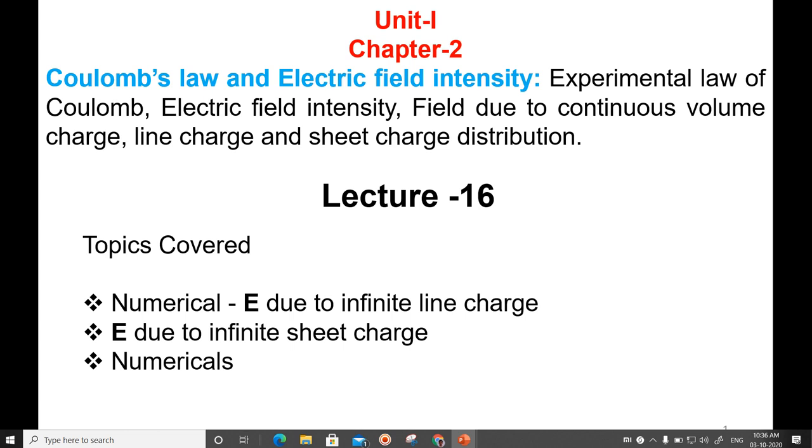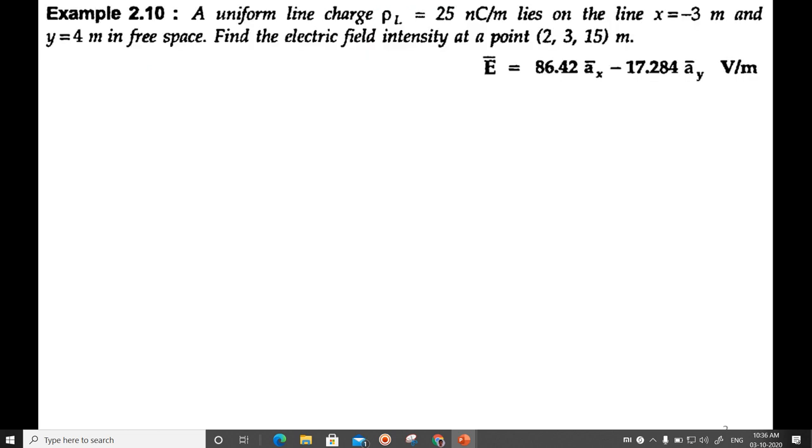Already, we have seen the electric field intensity due to point charge, right? Volume charge, line charge, then sheet charge. Four types of charge distributions were there: point charge, line charge, surface charge, and volume charge, right? So already we have covered three expressions. Then final is sheet charge. We'll see it today. Fine. Okay, this was one of the numerical left out from the previous lecture.